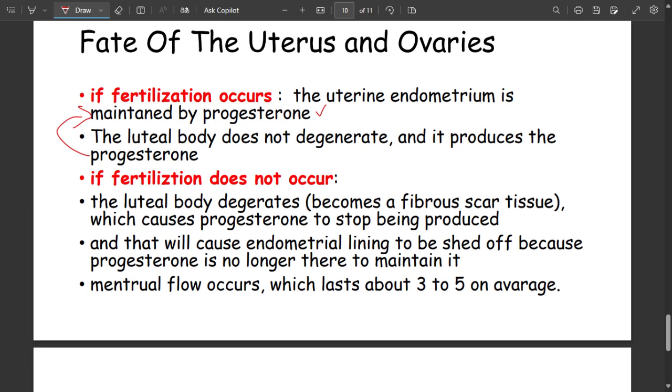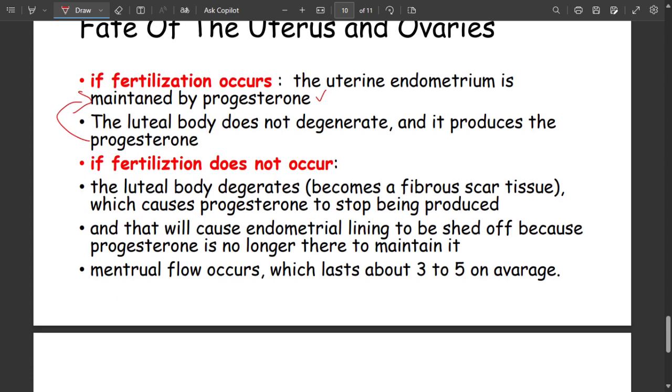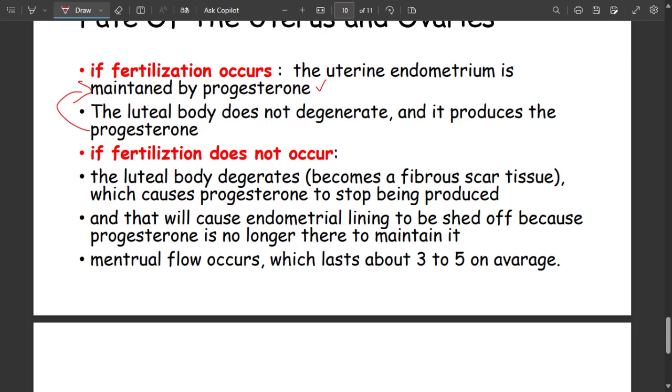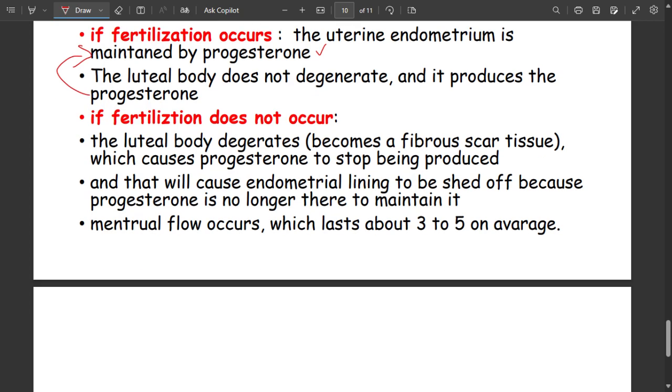Okay, and if fertilization occurs, you know that progesterone is produced in response to the luteal body, which is maintained in response to the HCG hormone that is produced by the syncytial trophoblast, as we are going to see in subsequent videos. But it's important to just note that the luteal body will not regress or degenerate if fertilization occurs, and is going to continue to produce progesterone until the placenta can fully take up that responsibility. Okay, that is around 4 months. So the placenta will take over at around 4 months once it's fully developed, and the corpus luteum will degenerate again then.